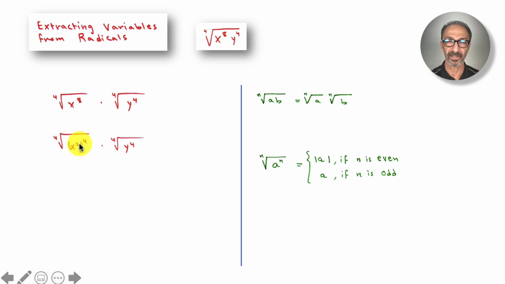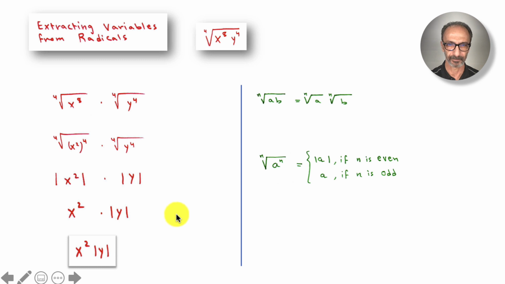Now I have n equals 4, which is even. I could apply the formula by applying the absolute value of x to the second and the absolute value of y. But the absolute value of x to the second is not needed as an absolute value. So that's my final answer: x to the second, absolute value of y.